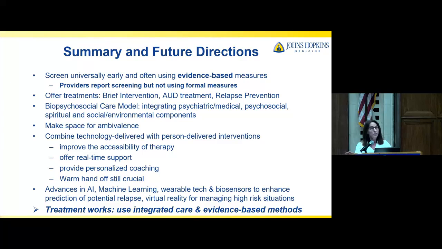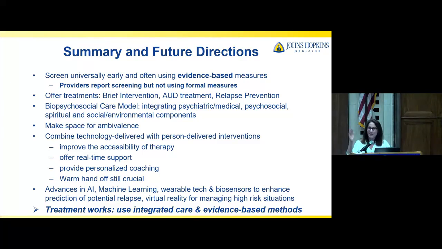And when providers do screen, they're not using measures like the Audit C, which is a really easy measure to use to get a sense of what a person is drinking. And that allows you to compare over time if there are changes. I think we have to think about offering brief intervention, alcohol use disorder treatment, and relapse prevention. It's making it more accessible.